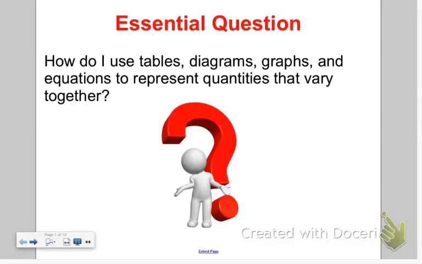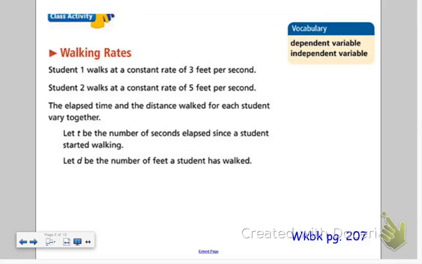Okay, we're going to continue to answer the question, how do I use tables, diagrams, graphs, and equations to represent quantities that vary together? If you look at workbook page 207, we are going to talk about walking rates. Student 1 walks at a constant rate of 3 feet per second. Student 2 walks at a constant rate of 5 feet per second. The elapsed time and the distance walked for each student vary together.